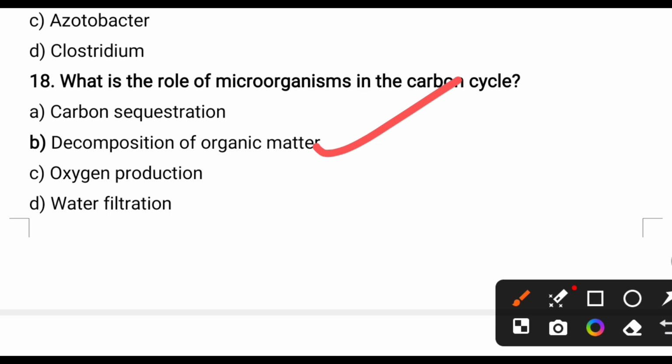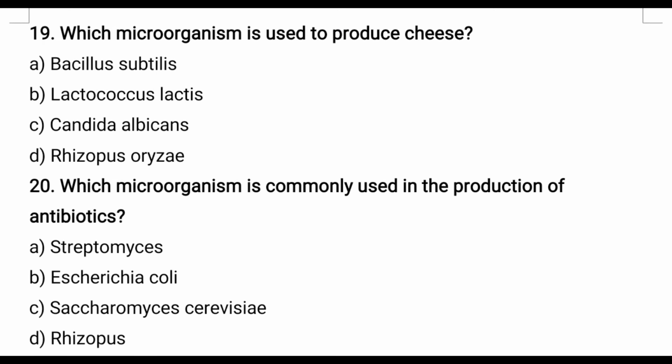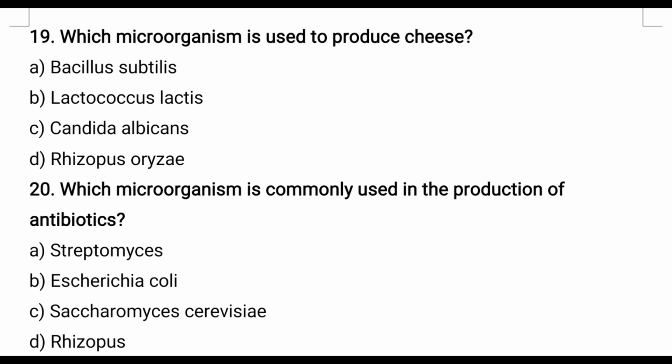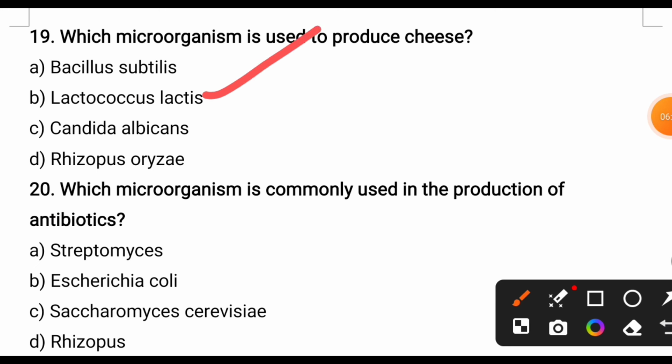Okay, so let's see the next question. Which microorganism is used to produce cheese? Options are Bacillus subtilis, Lactococcus lactis, Candida albicans, Rhizopus oryzae. For this, the correct answer is Lactococcus lactis, which is used to produce cheese.